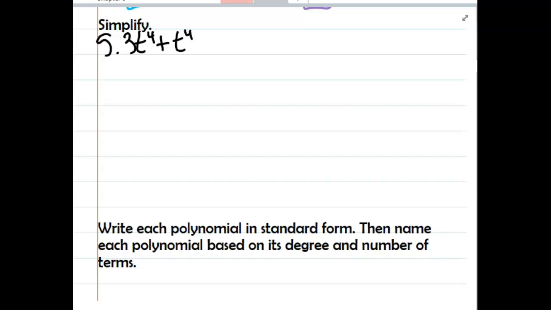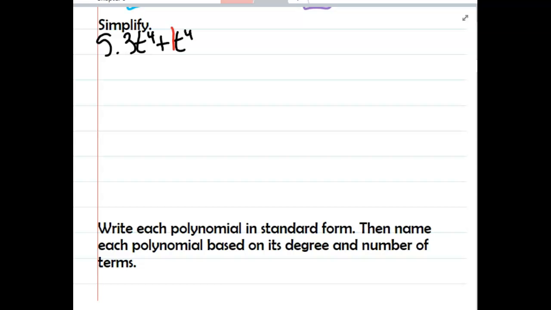Okay? 3t to the 4th means you have 3 t to the 4ths. I don't know what a t to the 4th is, and it doesn't really matter, but you have 3 of them. Okay? And with the other t to the 4th, it's just a t to the 4th or a 1 t to the 4th. So think about it as a thing, not as math. You have 3 t to the 4ths and another t to the 4th. How many do you have? 4 t to the 4ths.